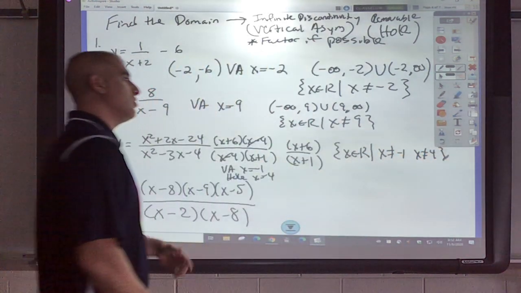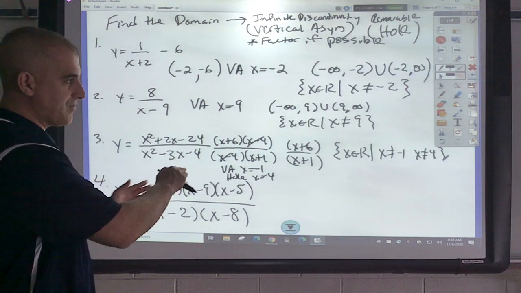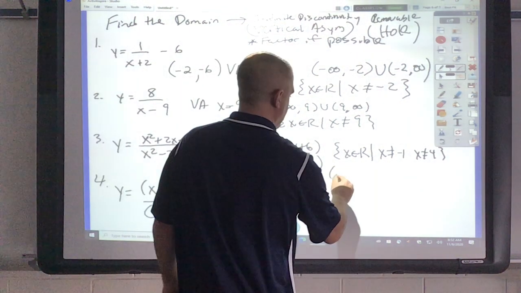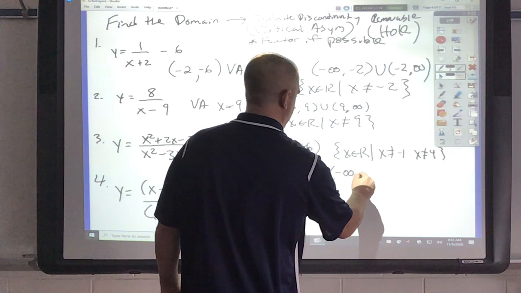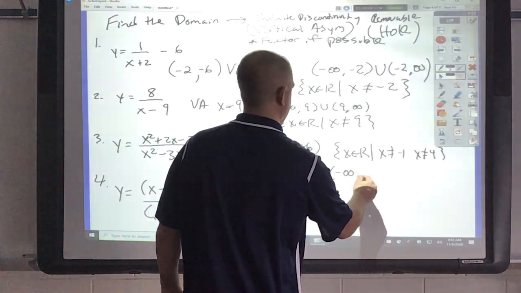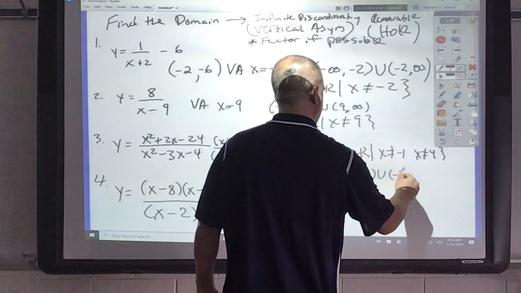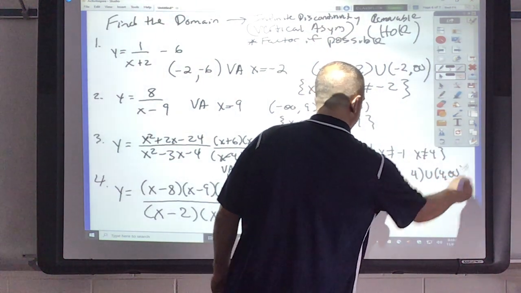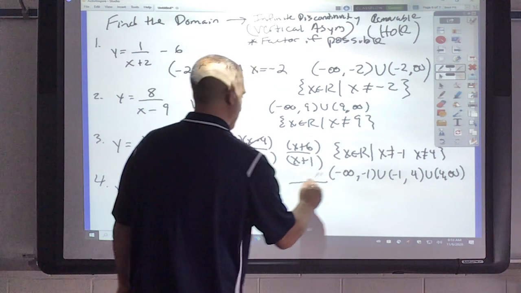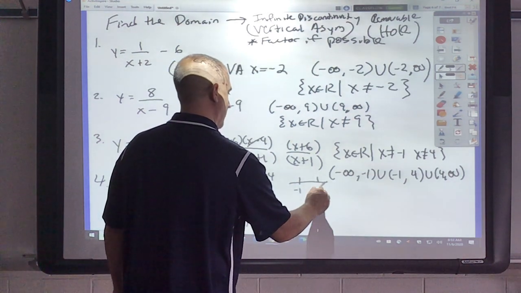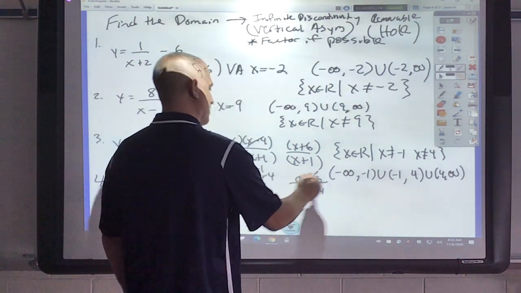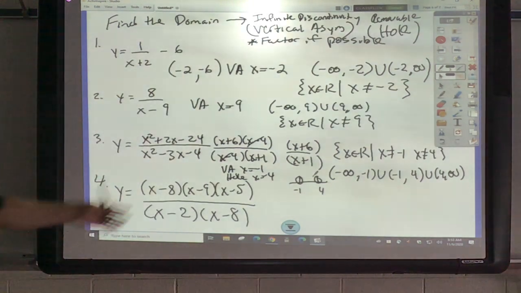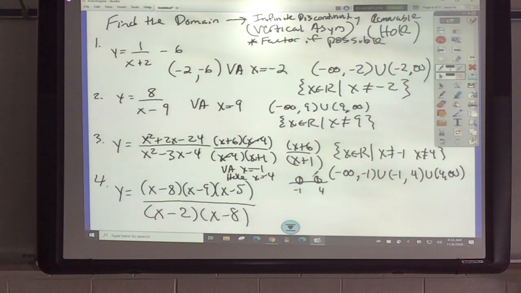If you do the interval notation, you have to sort of build up, so it'd be -infinity to -1, union -1 to 4, union 4 to infinity. So you have to treat it almost like a number line. You can't use these two, so you'd have to build it like that. That's one way of doing it.